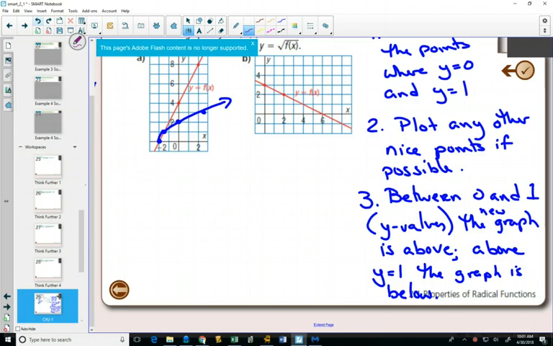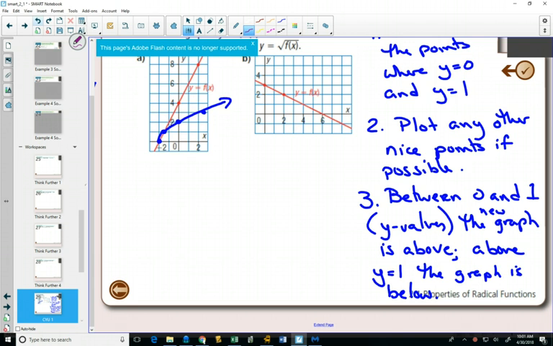Sometimes your above line, they will give it to you if it's right on top of it, because that's about all you could do. It's so tight that it's hard to show. This would be our final graph. So what have we done? We found our invariant points. We plotted other nice points if possible. And then we showed that when the y values were between 0 and 1, our new graph would be above. And when the y values were above y equals 1, then our new graph is below.